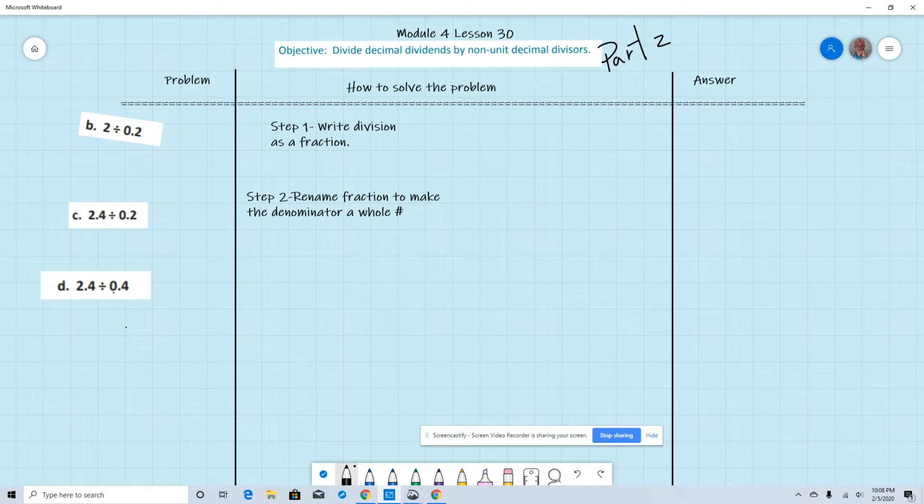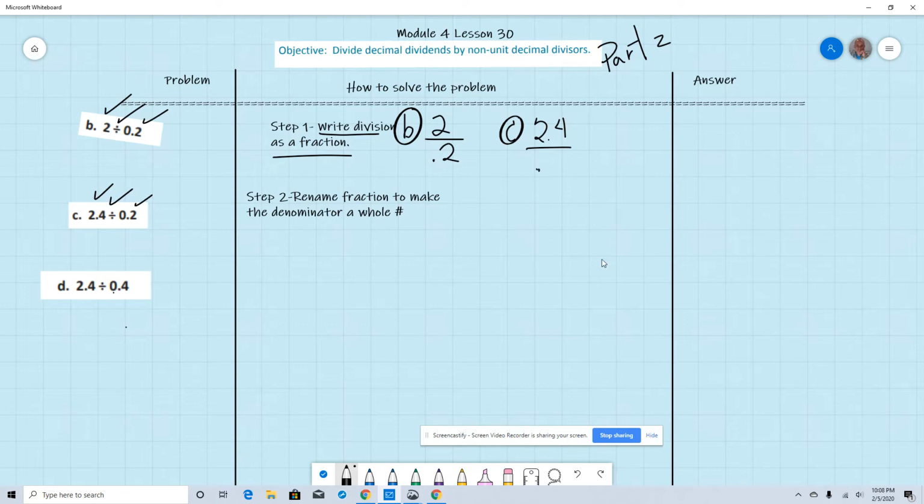You watched the first video, and the first step we did was this is B. And we're going to write the division as a fraction. So we're going to say 2 divided by 2/10. So that is a fraction, that's B. C is 2 and 4/10 divided by 2/10.